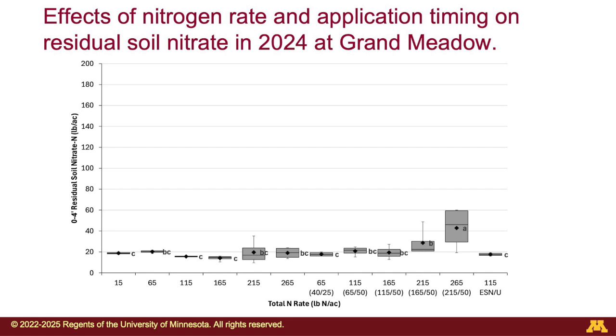Not surprisingly, there was not a lot of residual soil nitrate left in that profile after harvest. Here's all the N rates. These are the pre-plant ones. These are the split ones. Here's 20 pounds of residual soil nitrate in a 4-foot profile. Very, very low numbers. I would say 40 to 50 is a typical background level.